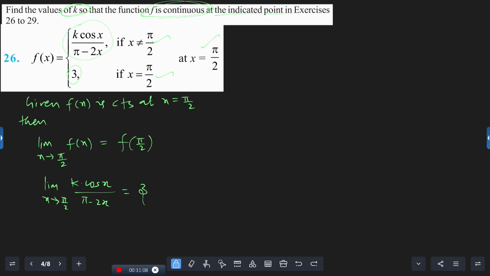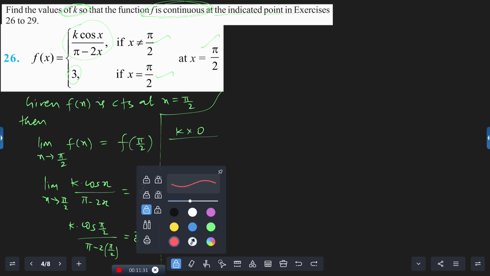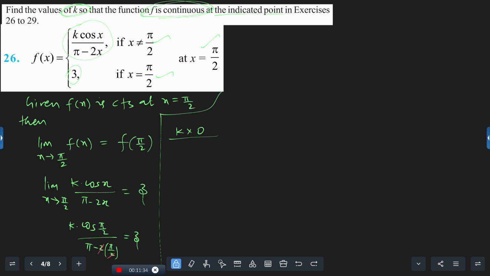When you apply pi by 2, what am I getting? K into cos pi by 2 divided by pi minus 2 into pi by 2, which is equal to 3. Again, listen children, what is cos pi by 2? 0. Cos 90 is 0 only, am I right? And here also the denominator 2 and numerator 2 cancel. What is pi minus pi? 0.